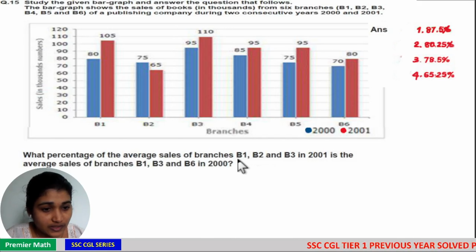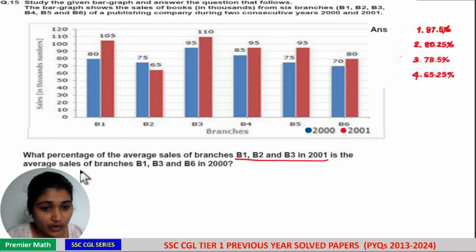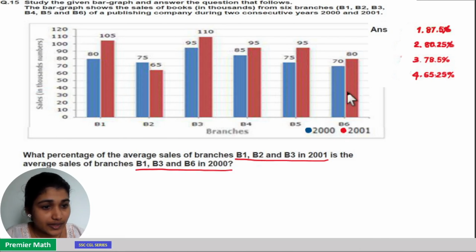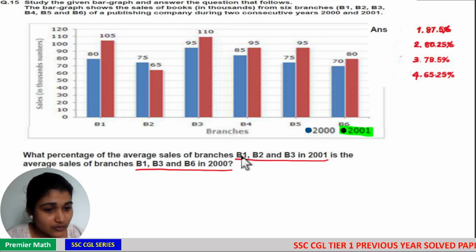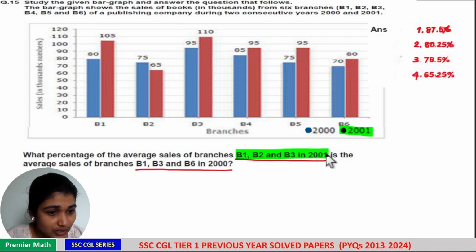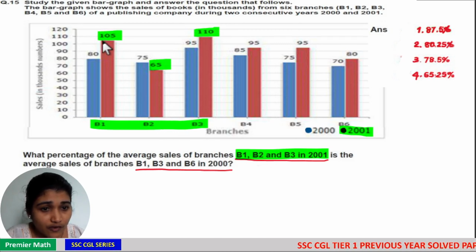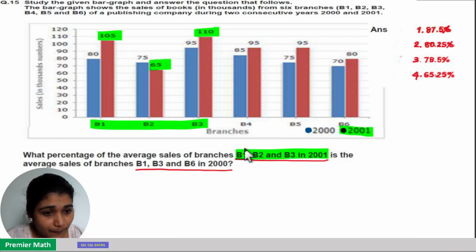What percentage of average sales of branches B1, B2, B3 in 2001 is average sales of branches B1, B3, B6 in 2000? Here, this red color represents 2001 and this blue color represents 2000. So first take the average of B1, B2, B3 in 2001. These are B1, B2, B3 and this red color represents 2001. So first take the sum of 105 plus 65 plus 110. 105 plus 110 is equal to 215. 215 plus 65 is equal to 220 plus 60, 280. So average of 3 is equal to 280 divided by 3.